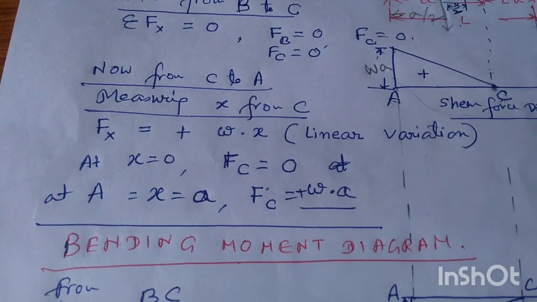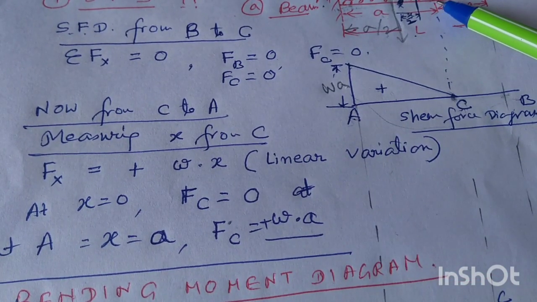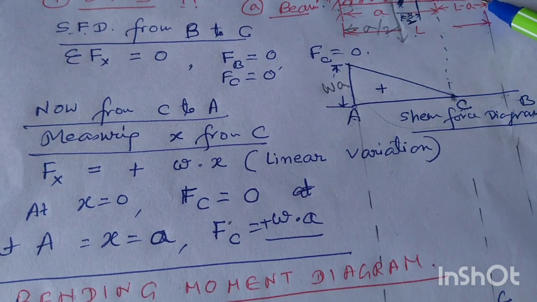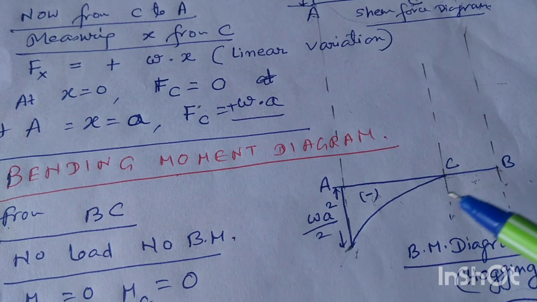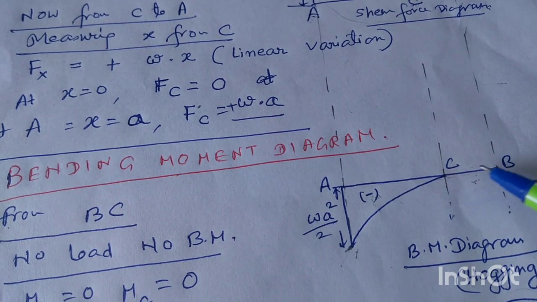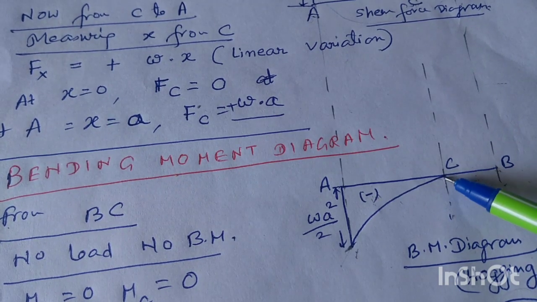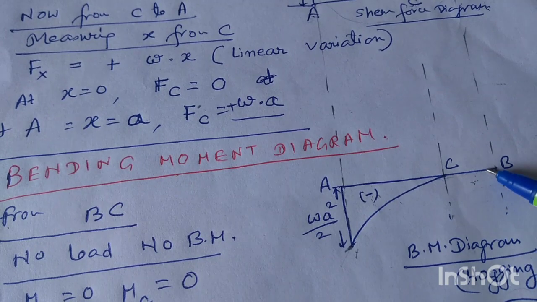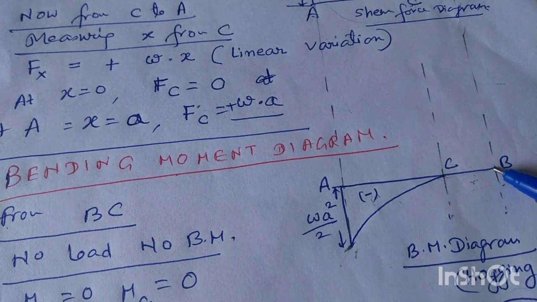And see, since there is no loading between here B to C, so there will be no bending moment. And just simply draw just a horizontal line C to B. Please don't escape this line. You must not leave this line, you have to show it, since there is no bending moment due to no loading.